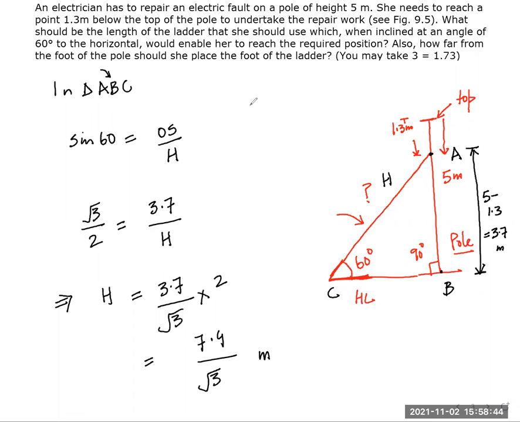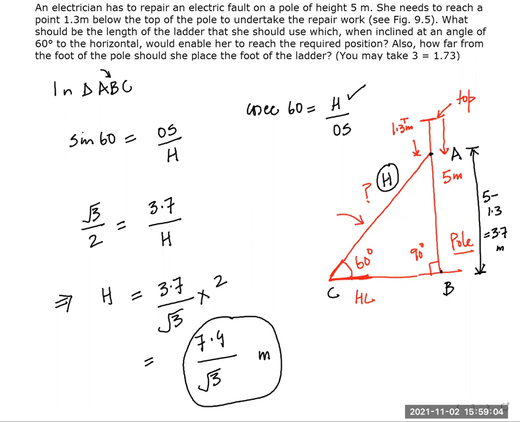You can also do it by cosecant theta. So cosecant 60 is equal to hypotenuse by opposite side. That also will give you the same result, sorry, not height, H, that is the hypotenuse. This will be the length of the ladder. So you have done this sum also, students. And then you can go further. Let's see some more sums.